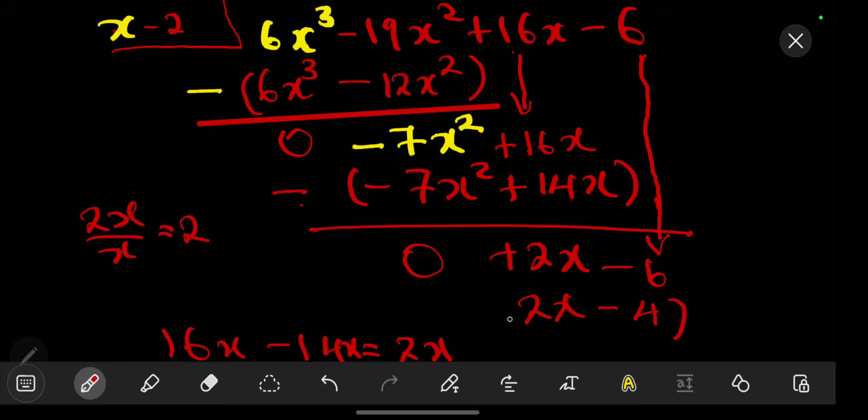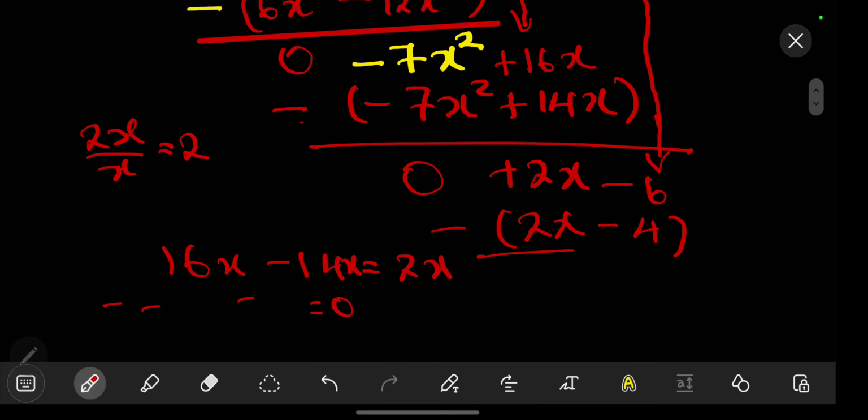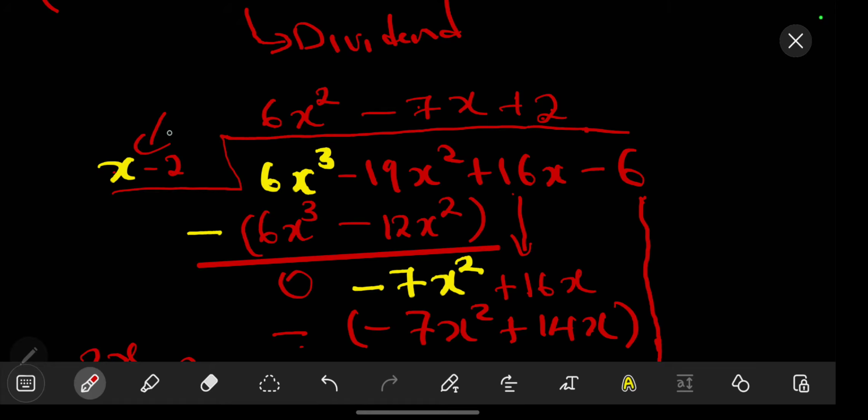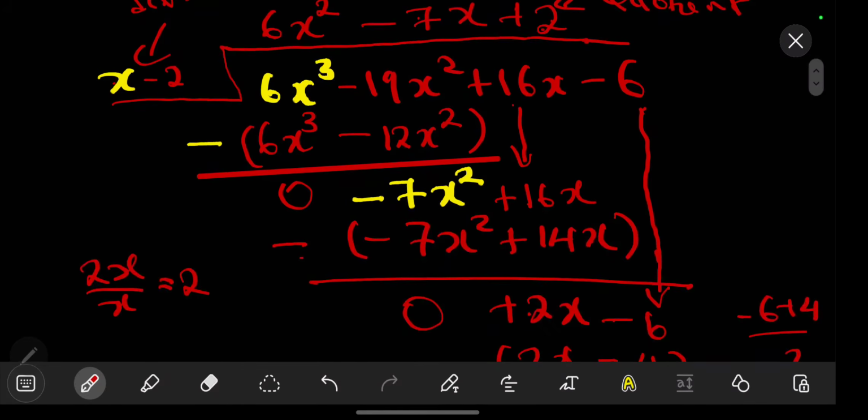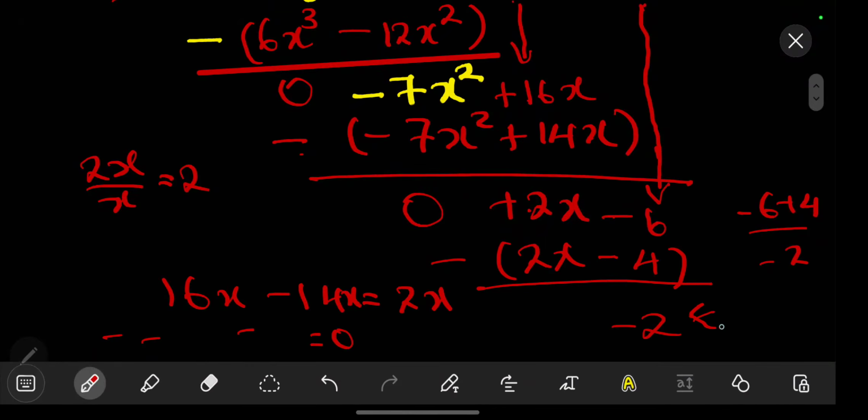Then subtract. So when we subtract this, we are going to get our 2x minus 2x, that's 0, negative 6. Then we have plus our 4. This will give us a negative 2. So we are going to write a negative 2 like that. So now let's just identify what we have. As we said, this is our divisor. This, the result, whatever you get here, that's your quotient. Then whatever number you get here, that's your remainder. But due to space, I'll just write R.